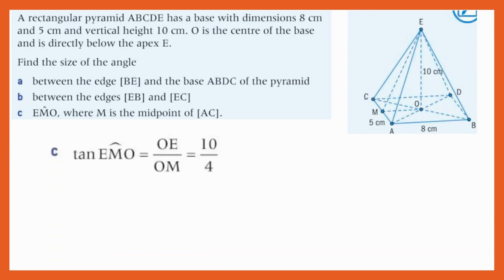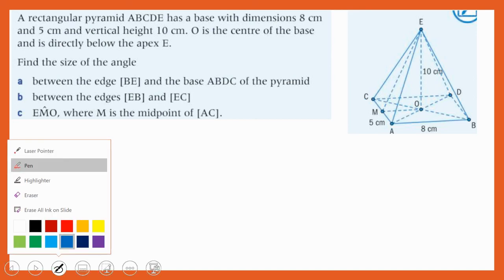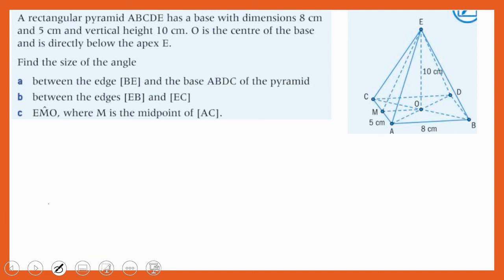Last one, part C here, calculating EMO. These three types of calculations are all very typical questions that you would need to feel comfortable figuring out given a pyramid like this. These types of calculations, the angles in the different places that they're asking you to find the angles, and so on. So that's the triangle.